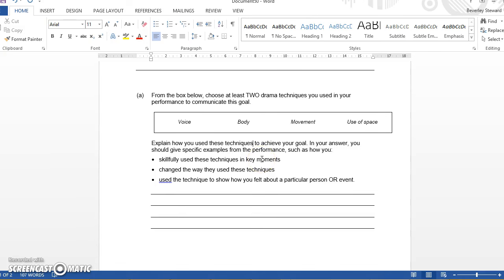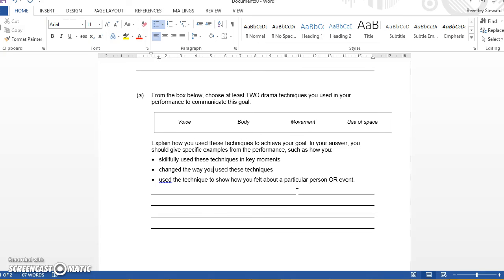In your answer, you should give specific examples from the performance, such as how you skillfully used these techniques in key moments, maybe changed the way you used these techniques, and used the techniques to show how you felt about a particular person or event. So if you decide that your goal is to try and get the audience to feel sympathy and understand Anne as a character, then I would be thinking about what key techniques I might have used, and I'd go back and have a look firstly at how did I use my facial expression, for example. What did I do? Where did I focus? When did I do it? What did I say when I did that? So you need to be very specific, and it all needs to be very relevant.